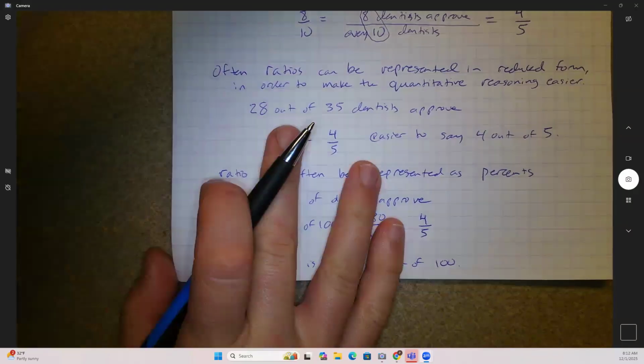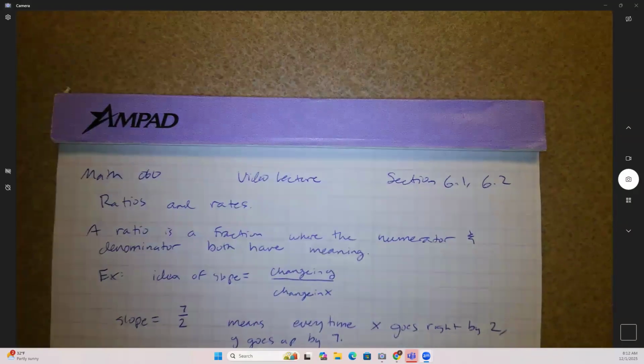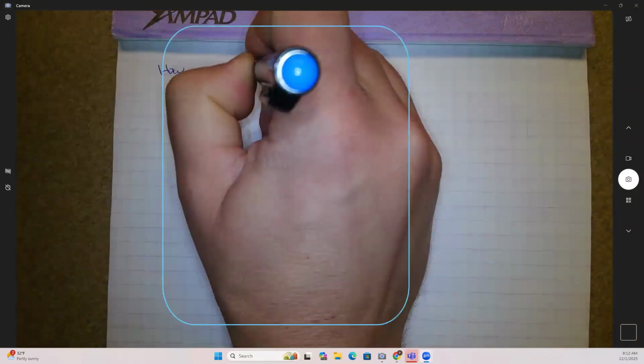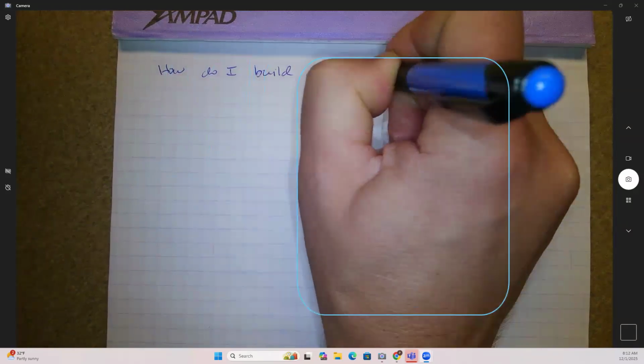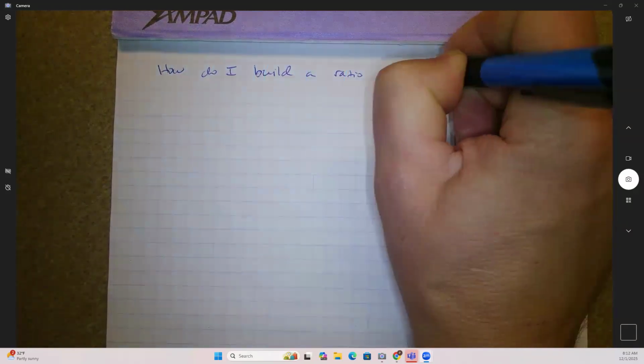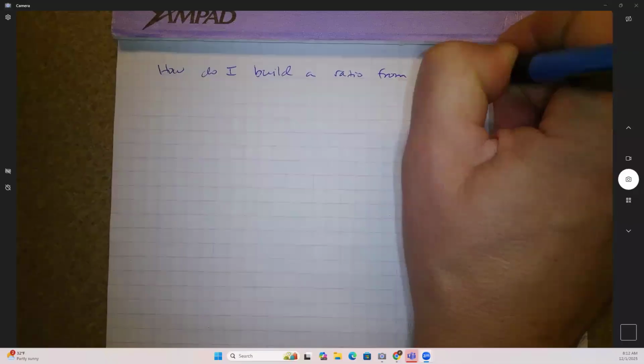Okay. So in this section, there's sort of two questions we ask about ratios. The first question is, how do I build a ratio from numbers?